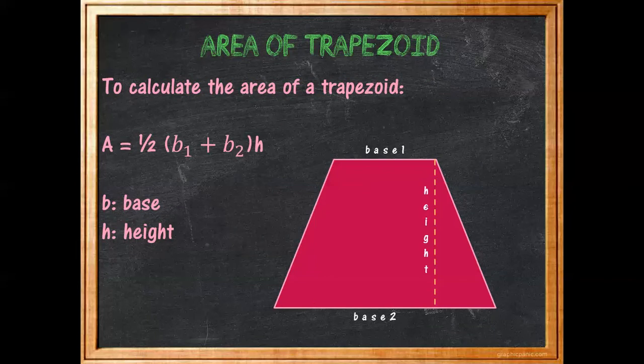The trapezoid is a little bit more complicated. It's going to be 1/2 times (base 1 plus base 2) times the height. Now base 1 and base 2 are in parentheses, that means you have to do that first. So you would add base 1 and base 2, then you would multiply times the height and multiply times 1/2 or divide by 2. So this is the same as (base 1 plus base 2) times height divided by 2.